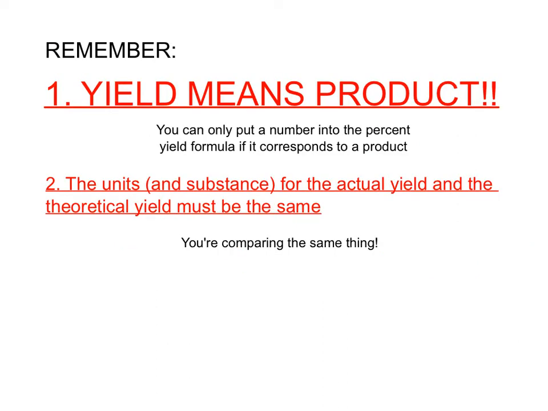So a couple things to keep in mind. Yield means product. So you can only put a number into that percent yield formula if it corresponds to a product, meaning the product side of the chemical equation. And the second thing, the units and the substance for the actual and the theoretical yield have to be the same. You're comparing the same thing, right? You're trying to find the efficiency of that reaction. So if it's grams of sodium chloride, then you have to compare it with grams of sodium chloride. You have to be sure you're comparing the same exact thing.